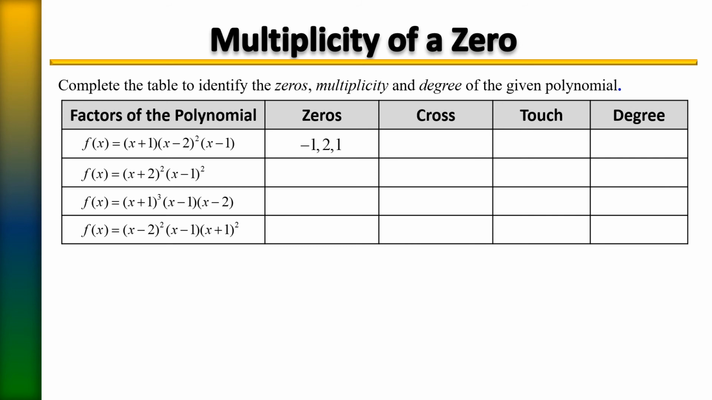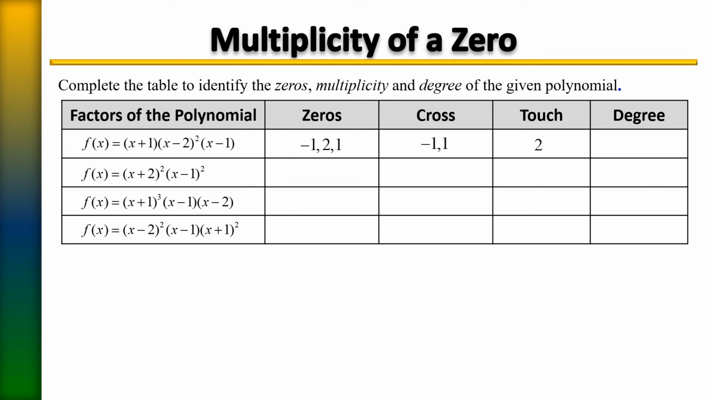In terms of which ones cross, recall the ones that cross are your odd. So that would be this first one and the last one. So at 1 and at -1 is where it will cross or pass through the x-axis. And then the even is where it touches, or it's going to touch at 2.